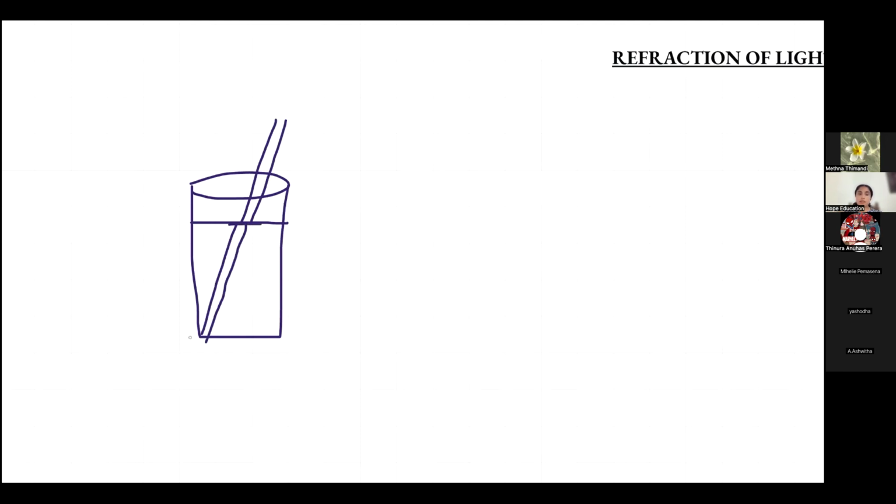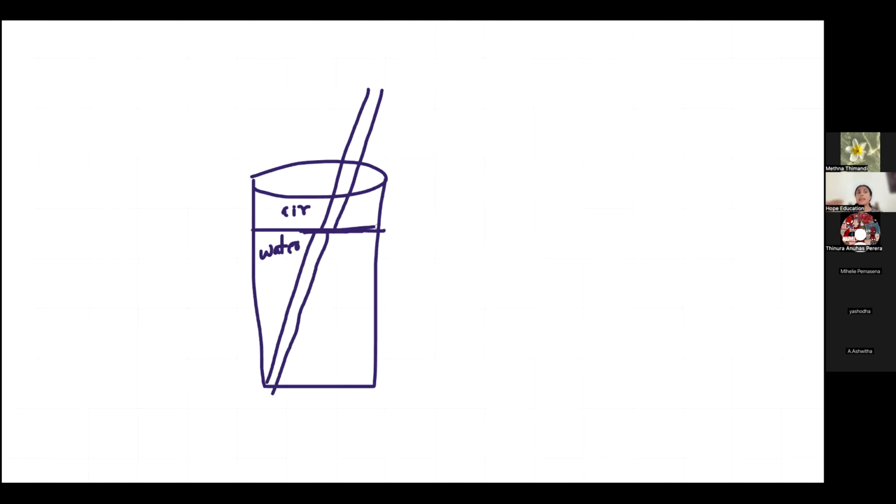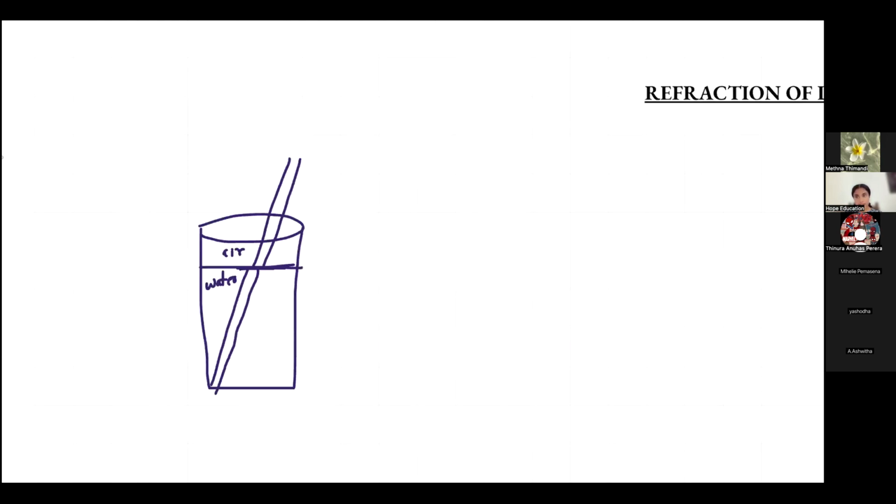Above the water surface it's air, and here it's water. At the surface of these two mediums, it looks broken. This is as a result of refraction of light. When a light ray is entering from one transparent medium to another transparent medium, the light ray bends.